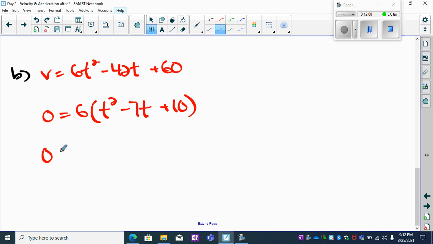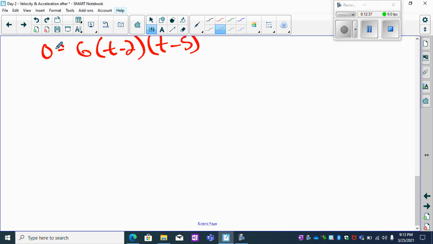Okay? Then I have a simple trinomial in here. Two numbers that add to give -7 and multiply to give 10. That would be t minus 2 and t minus 5. You can see t times t is t squared. This times this is -5t. Inside, that gives you -2t plus 10. -5t minus 2t is your -7t. So this is the factored form of that.